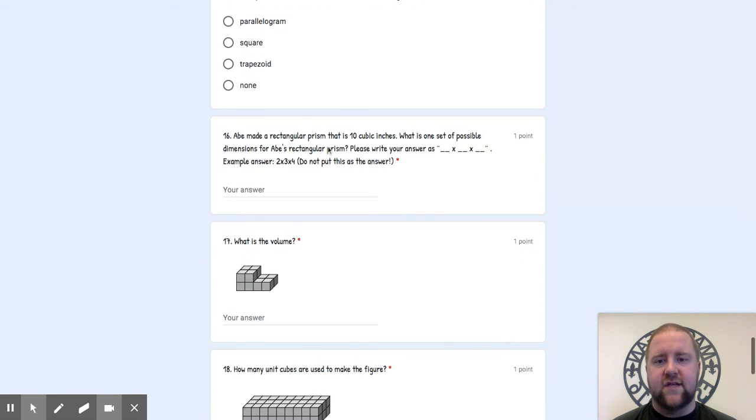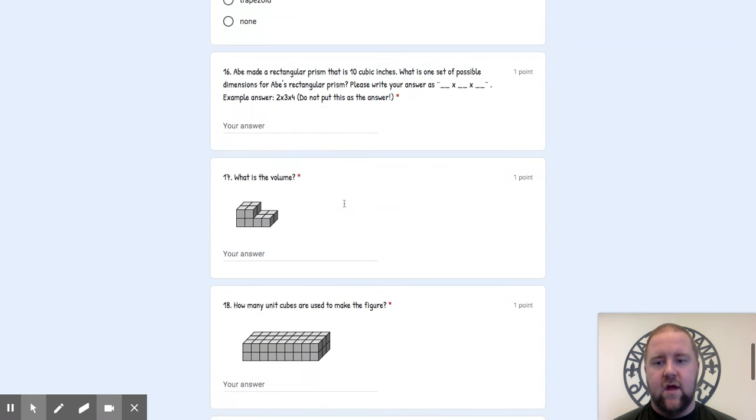All right, 16, it says Abe made a rectangular prism that is 10 cubic inches. What is one set of possible dimensions for Abe's rectangular prism? Write this as blank times blank times blank. All right, so when we're looking at this problem, guys, I gave an example of an answer, 2 times 3 times 4. All right, these are just x's. So when you put your answer, you're just taking your three numbers and putting an x in between them, because if you're finding the volume, you're looking for three numbers here that when you multiply together gives you this.